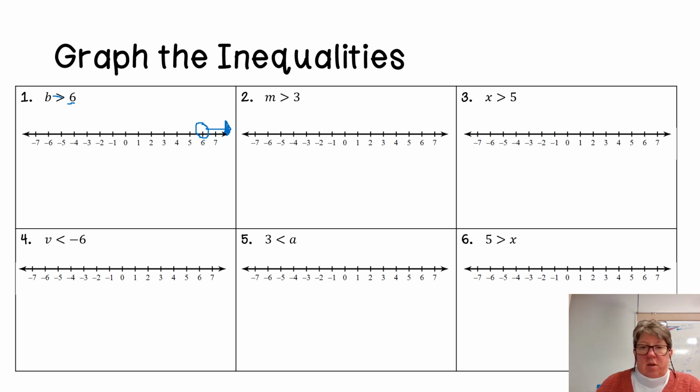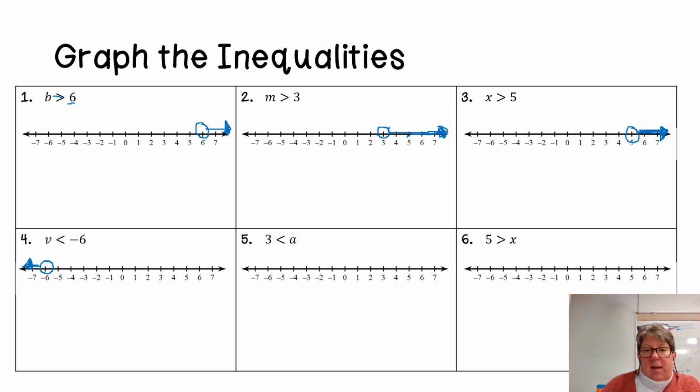M is greater than 3, so I'm going to put an open circle on 3, and I'm going to draw my arrow to the right. X is greater than 5. These are all greater than. Open circle on 5, greater than is to the right. V is less than -6, so I'm going to find my -6, and this is less than, so I'm going to point my arrow to the left.